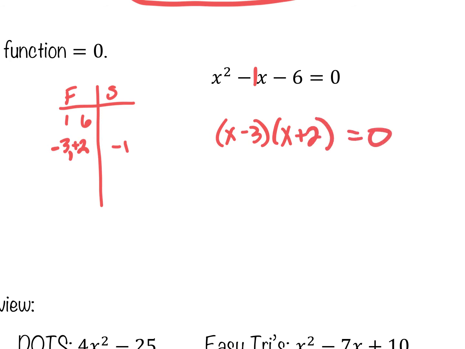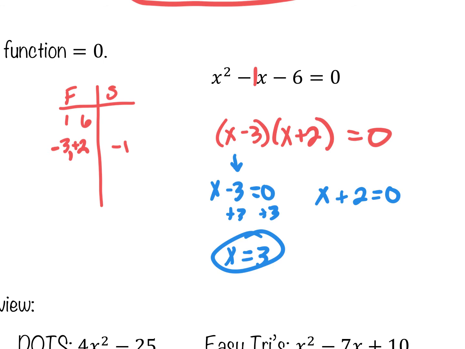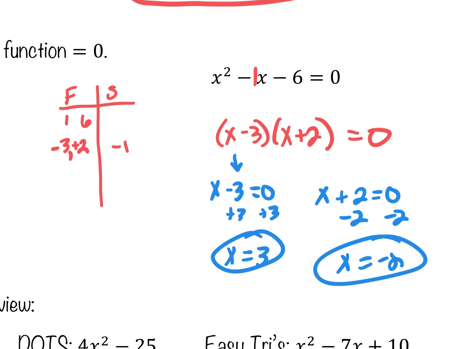So once you have it factored, now you can use the zero product property. So we know x minus 3 equals 0, x plus 2 equals 0. And we can solve those equations. So we find one solution is going to be x equals 3. The other is going to be x equals negative 2. So remember, these are our zeros, our x-intercepts, our solutions. So if we wanted to graph this quadratic equation, we would know that it would cross the x-axis at 3 and negative 2.